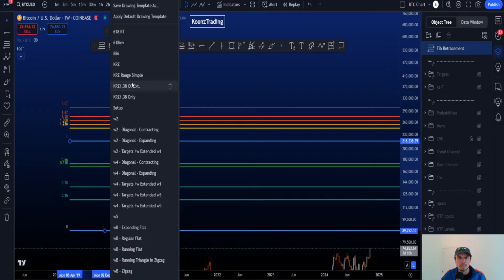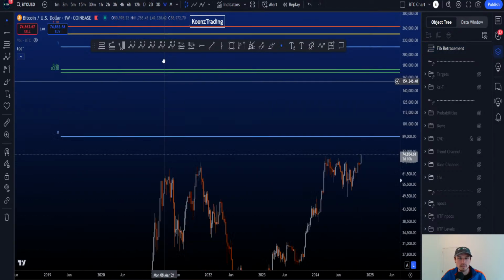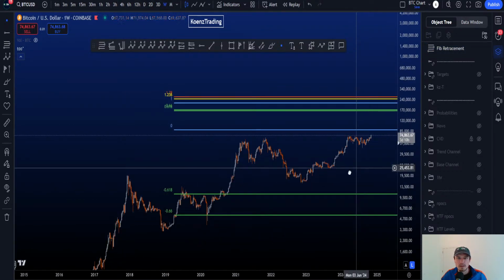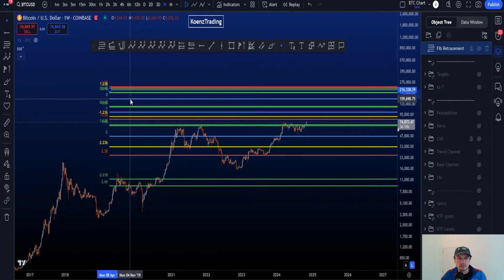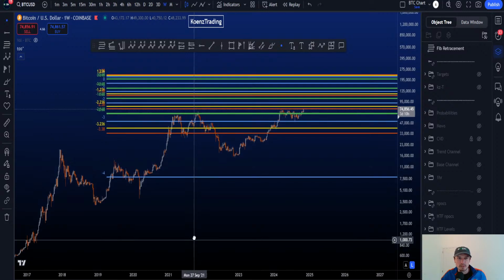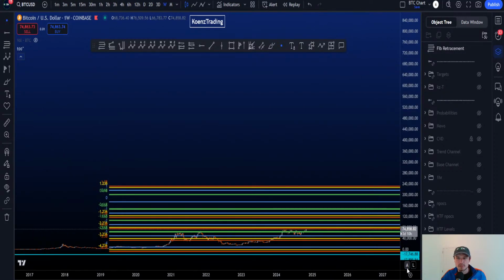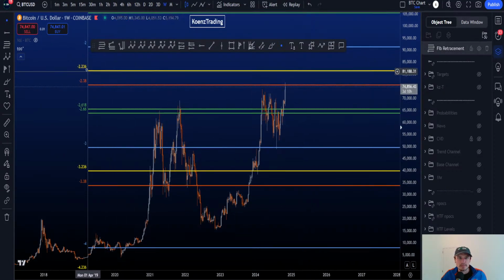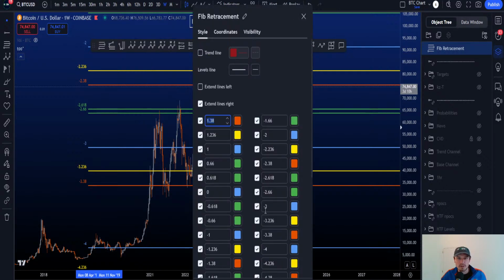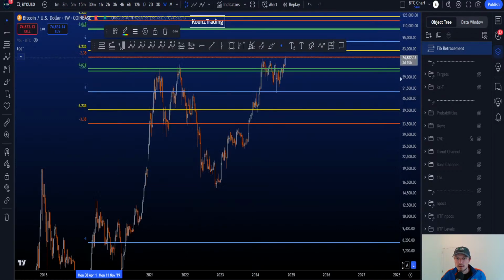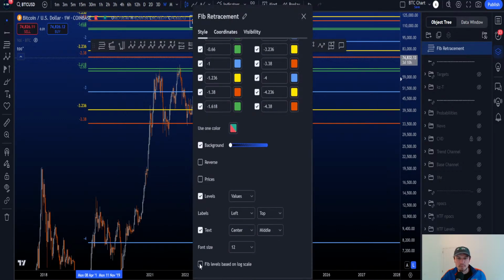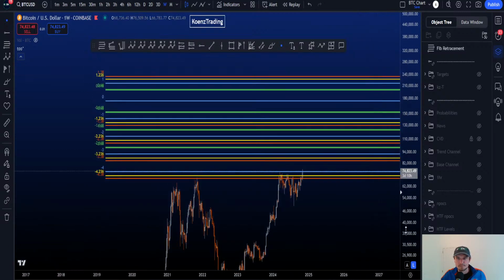However, in this case, let's see, that's the range. I need, where is it? There we go. Wow, it goes out of my screen. Oh wait, I'm on log. That's the reason why. Just making sure that my fibs are correct.